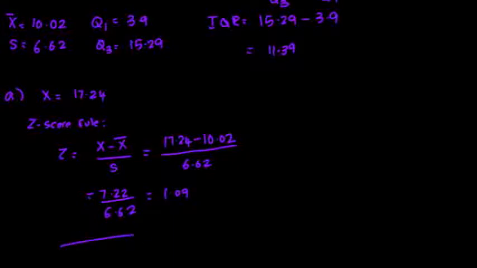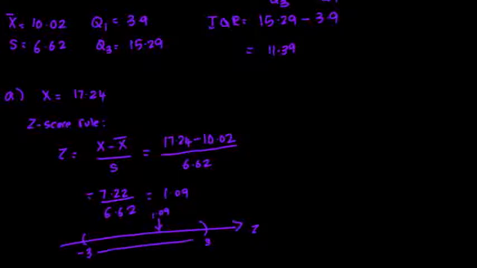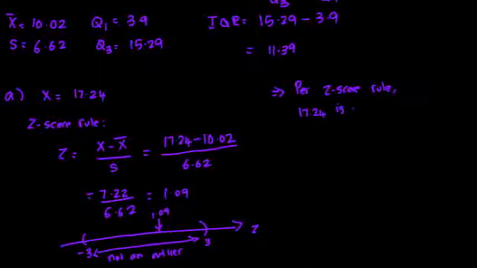So here is 3 and -3 on the Z-score scale. Our observation falls right there, which is 1.09. So if it falls between -3 and +3, then the observation is not an outlier. So according to our rule, the observation falls within the range between -3 and +3. Therefore, per Z-score rule, 17.24 is not an outlier.